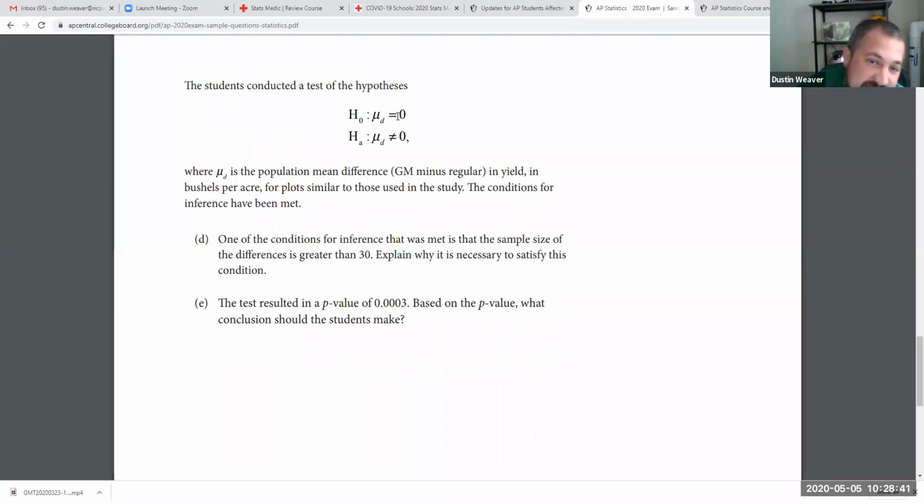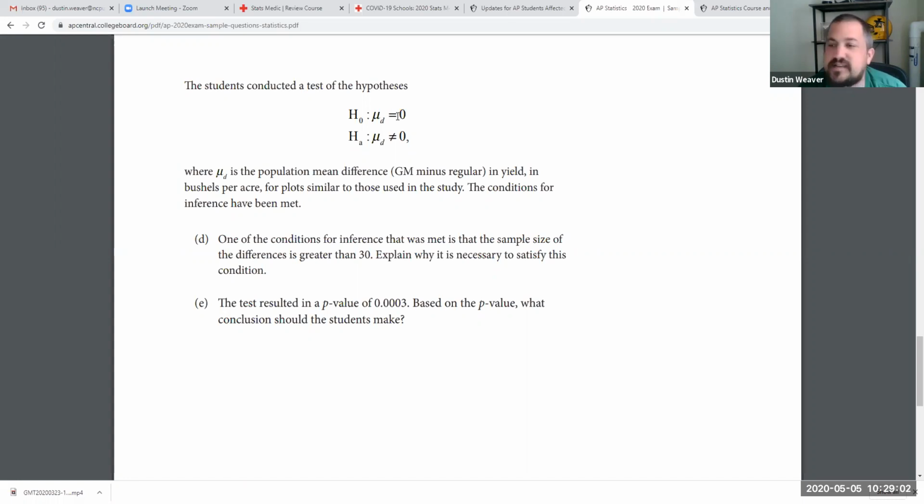It doesn't mean that the genetically modified was higher or lower. Just means that there was some kind of difference. Where the difference is the population mean difference, genetically modified minus regular, in yield in bushels per acre for plots similar to those used in the study.